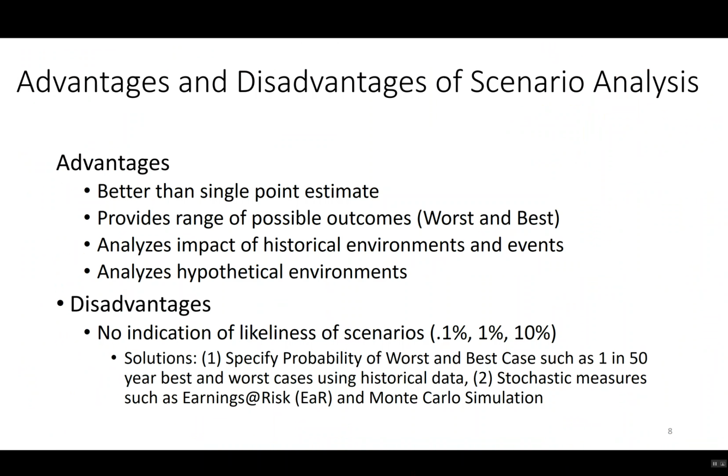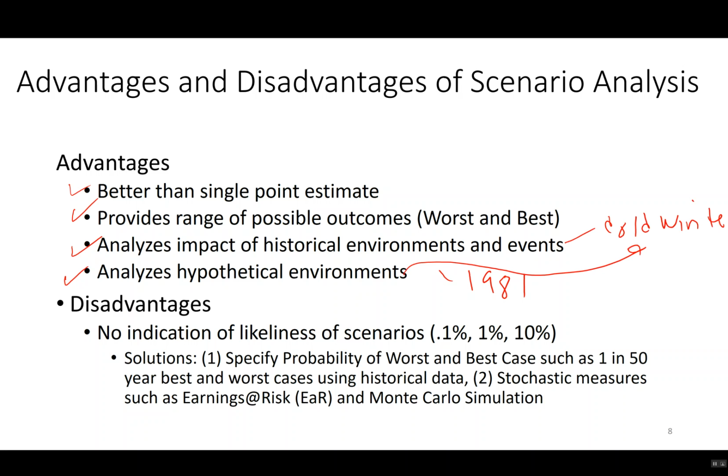So let's talk about some advantages and disadvantages of what we just did here. What we did is definitely better than a single point estimate, right? It's better than knowing my best estimate is 180 or 118. It gives me a range of possible outcomes, my worst and best case. It analyzes the impact of historical environments and events, because I looked at that 1981 Volcker tightening, and I looked at the effects of a cold winter or a long winter and so on. And the cold winter, by the way, was a hypothetical. The 1981 was a historical one.